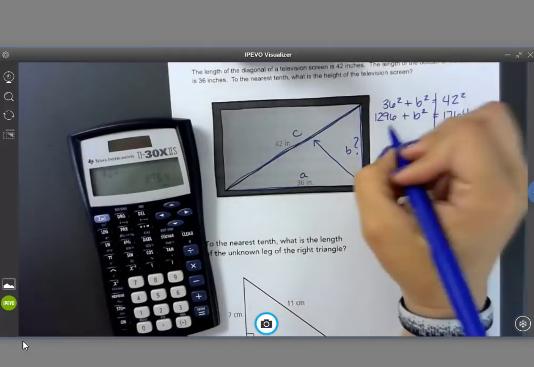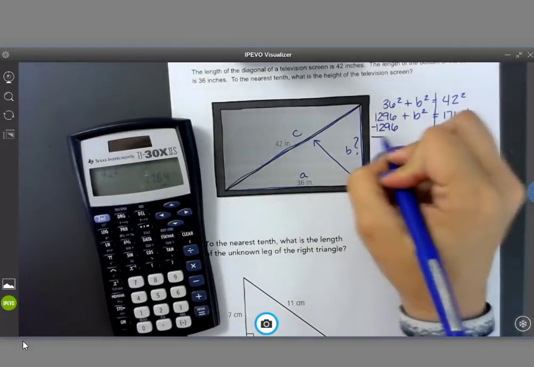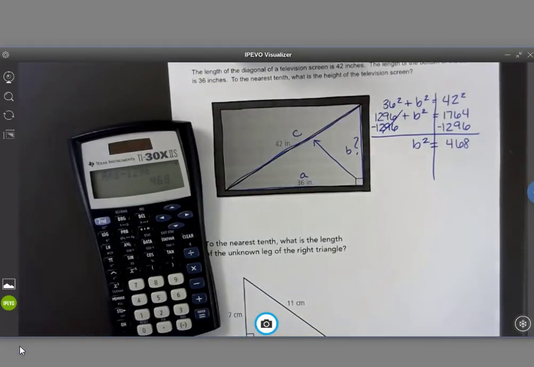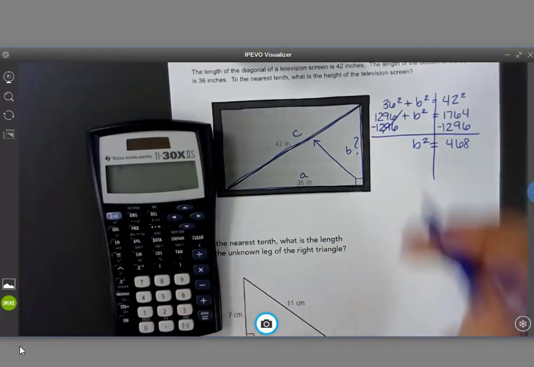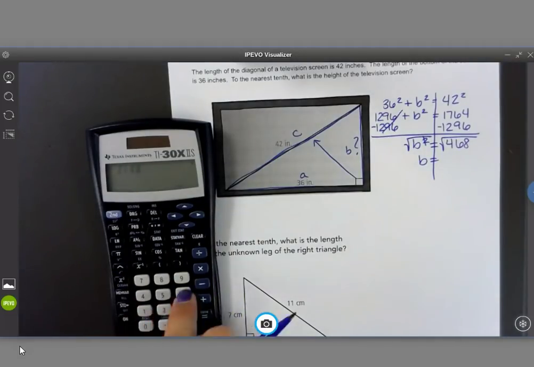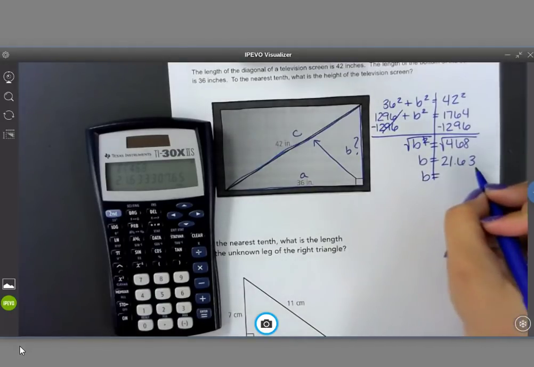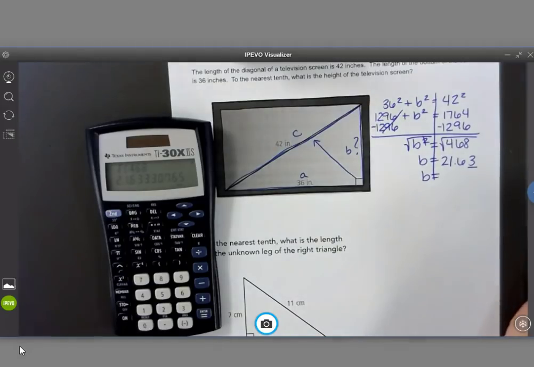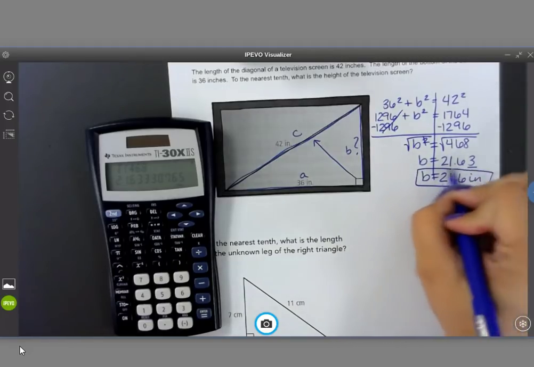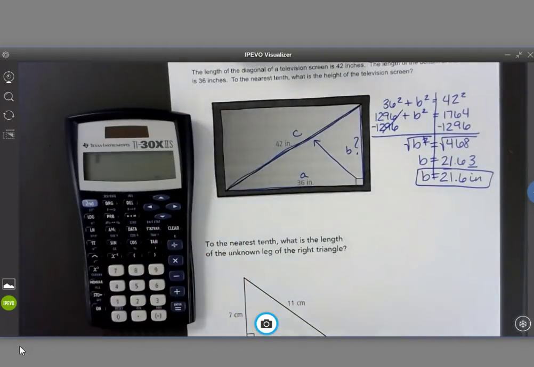Alright, then we have to get the B squared by itself, so we have to subtract the 1,296 to the other side. So when we do that subtraction, we get 468. So we need to square root both sides to get the B by itself. So we square root 468. We get 21.63. We always have to round to the nearest tenth. That 3 tells me to leave the 6 the same, so I get 21.6, and we have to label it inches. Our answer makes sense because it's less than 42. Our hypotenuse has to be our longest side length.